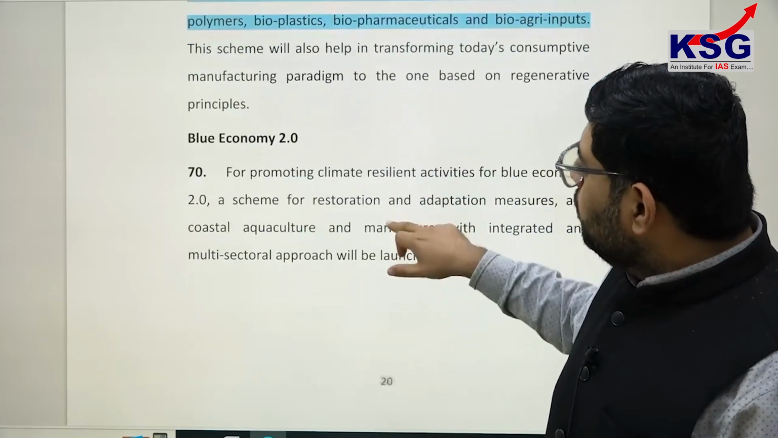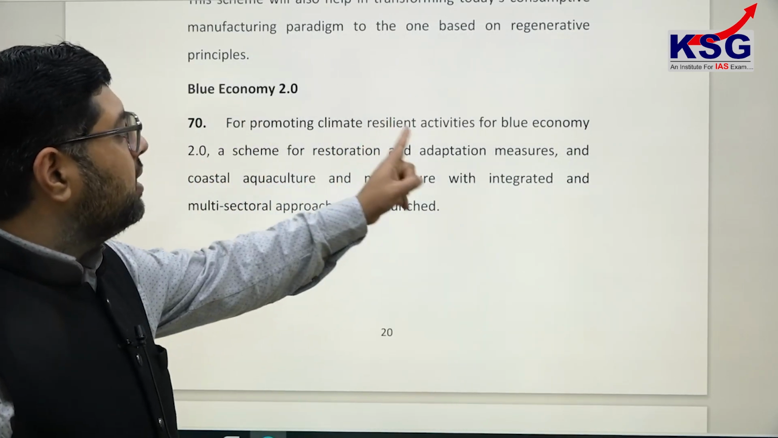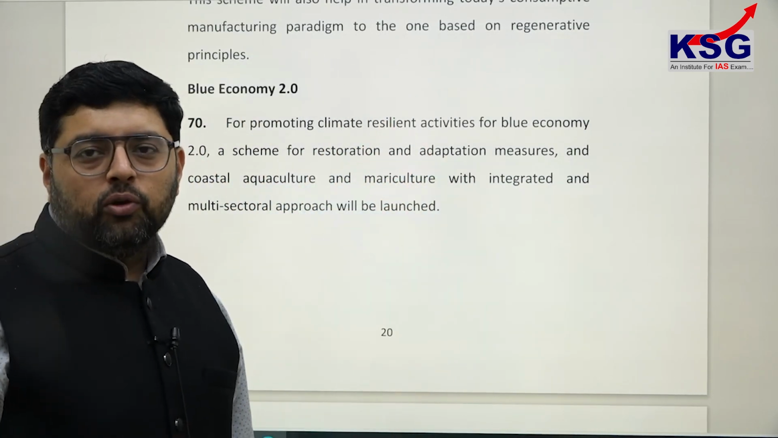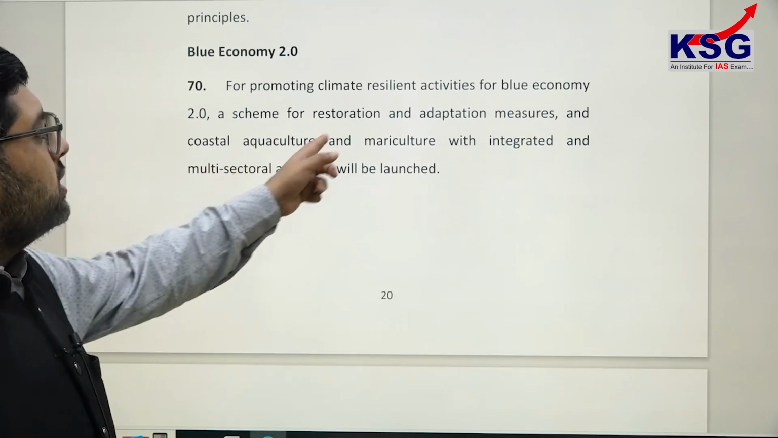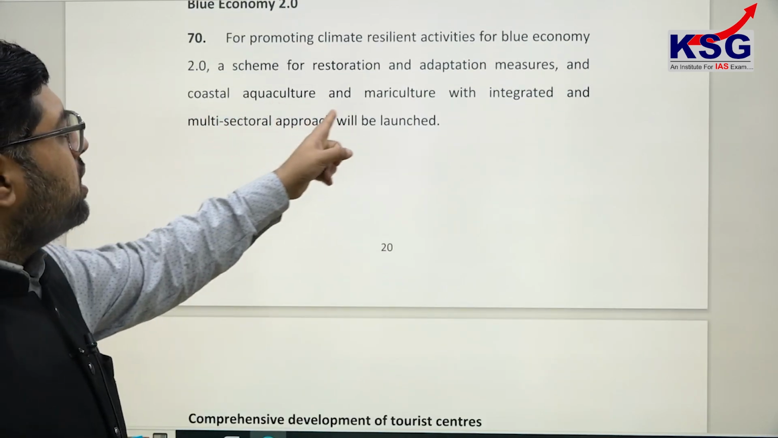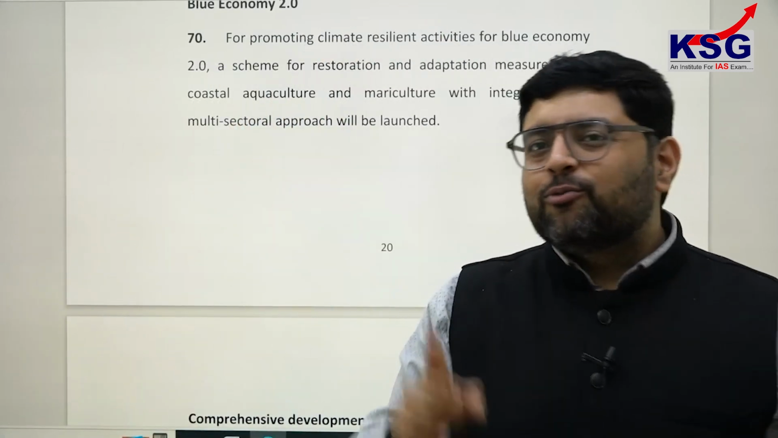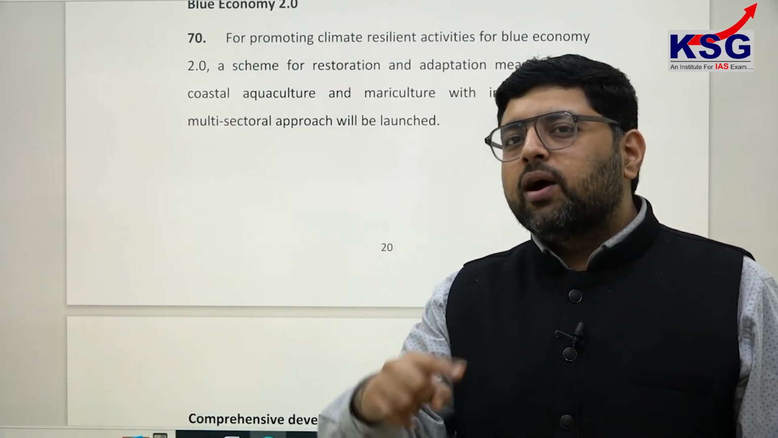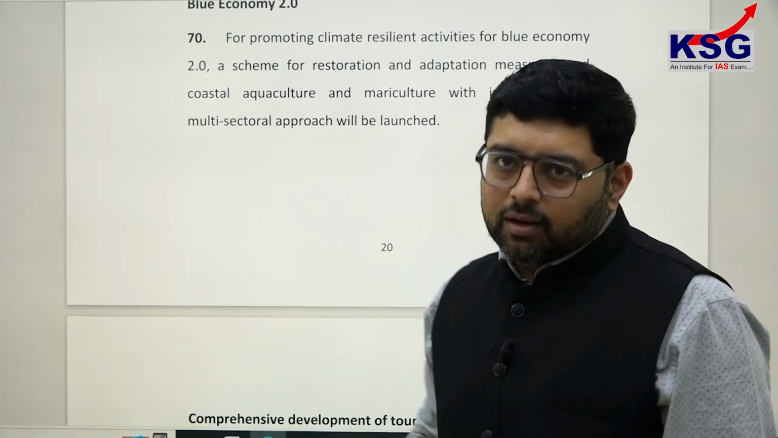Now, blue economy. In the blue economy, the government is saying that we will focus on climate resilient activities, so ultimately sustainable ones. Number two, restoration and adaptation measures, and coastal aquaculture and mariculture. Now a task for you: what is mariculture, or what is the difference between aquaculture and mariculture? You have to tell me in the comment section. Clear? Otherwise I will tell you in future videos.